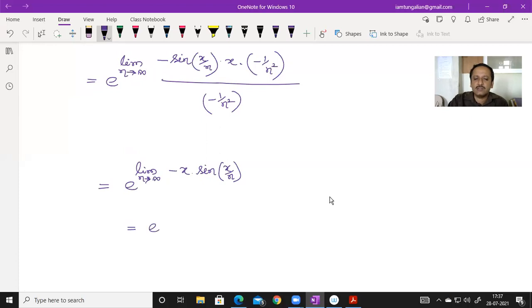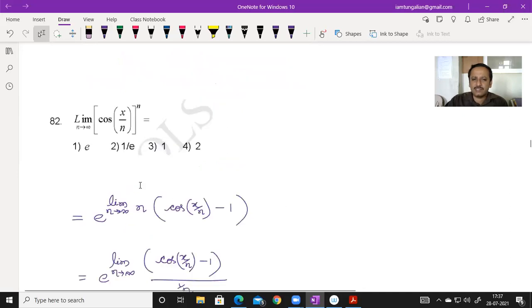0 into x is 0. So e power limit n tends to infinity. When n tends to infinity, this will become 0. Sine 0 is 0. 0 into x is 0. E power 0 we get. What is the value of e power 0? Which is 1. So 1 is the answer. Which is the third option.